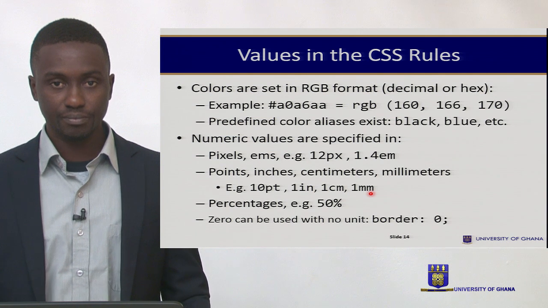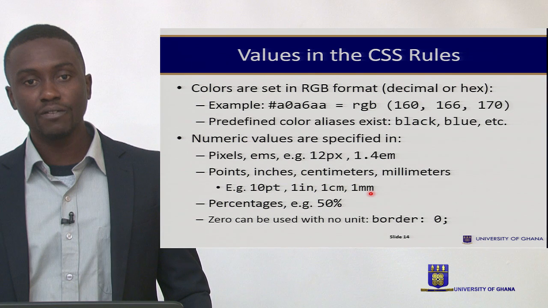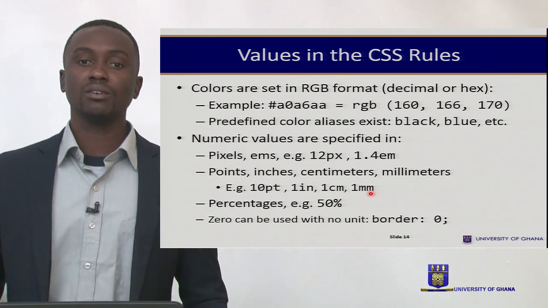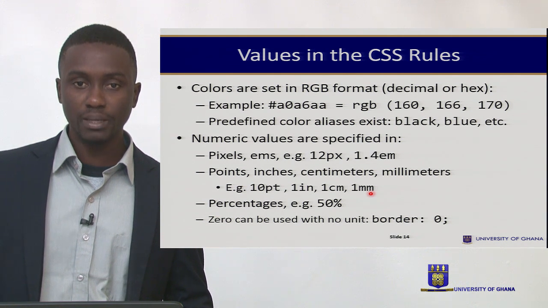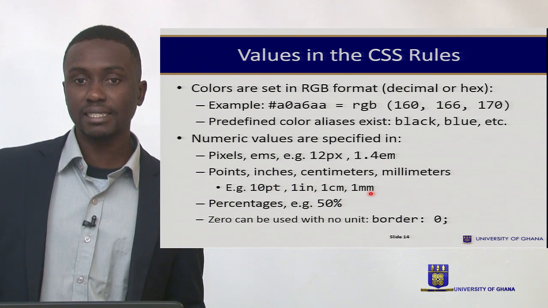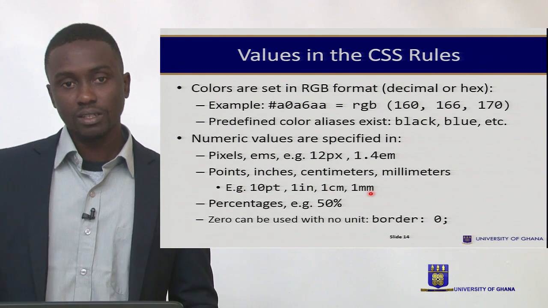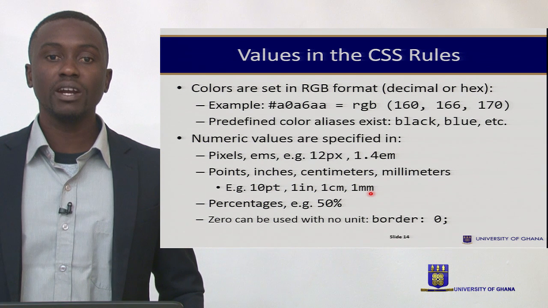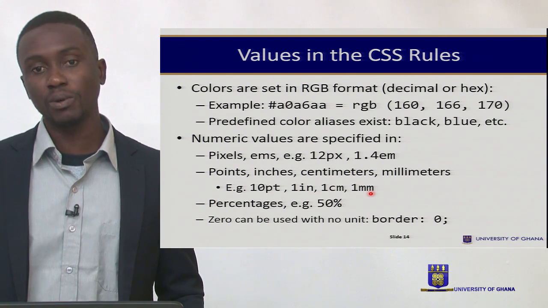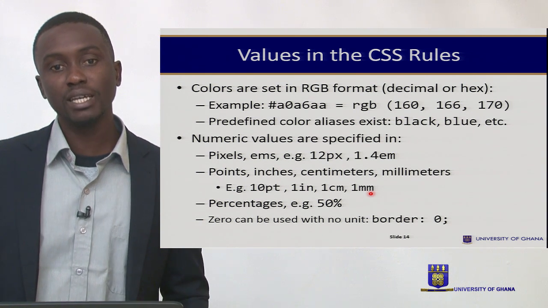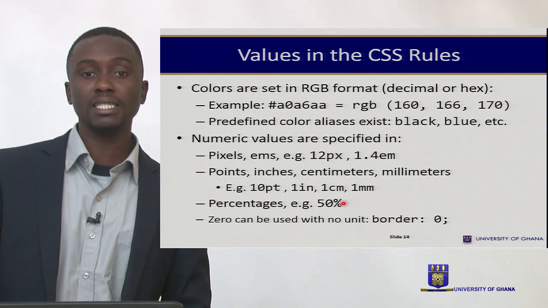Now, values in CSS rules. For example, if you're doing CSS with colors, you can apply hexadecimal or RGB, or predefined aliases such as black, blue, red, green, and so on. You can also have numeric values as specified in pixels, EMs, example 12 pixels, 1.4 EM. You can also have points, inches, centimeters, and millimeters as defined in these examples, and also percentages.